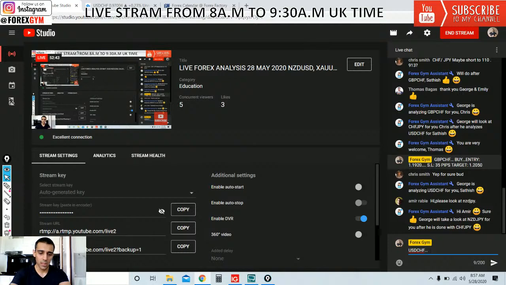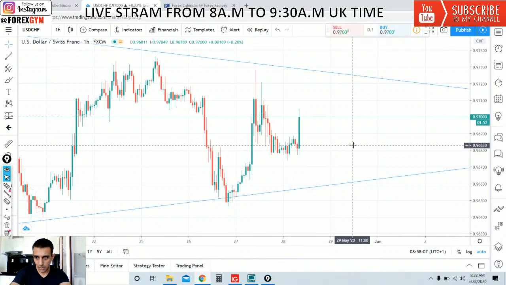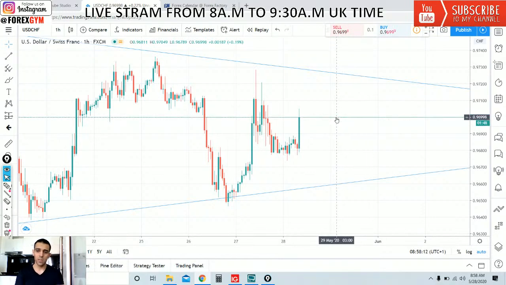So USD Swiss franc. The type would be buy on this one. This is a day trade opportunity. Buy, the entry would be at 1. The price is pushing down. Okay, now the price is coming down. Let's wait on this one. It's another 2 minutes to see.